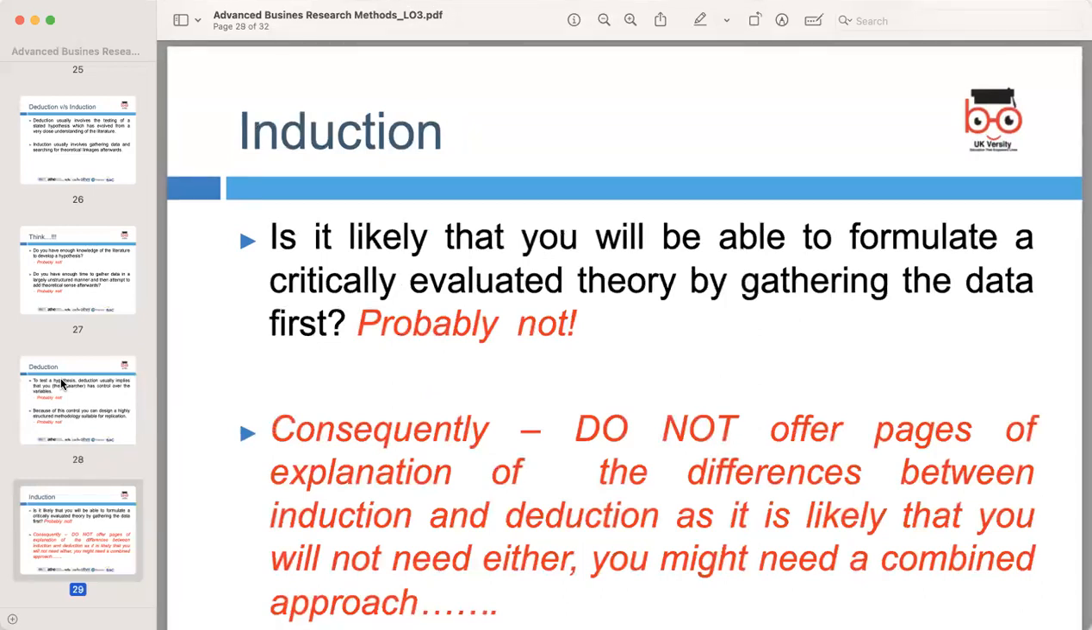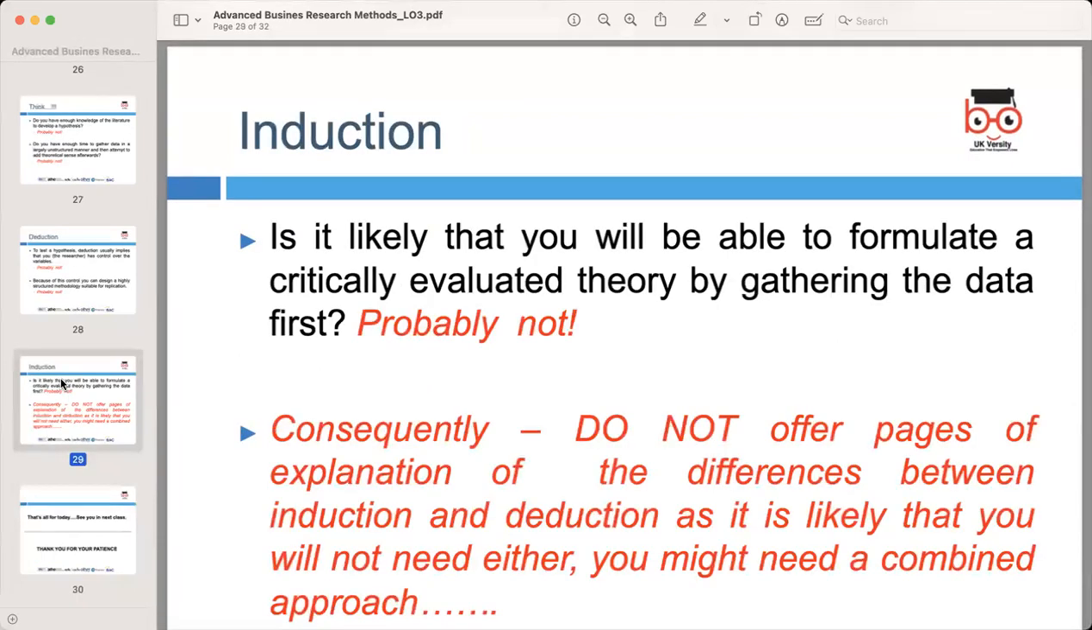Induction. It is likely that you will be able to formulate a critically evaluated theory by gathering the data. Probably not. When it comes to formulating critically evaluated theories, it is unlikely that we can rely solely on data gathering or any single approach. A combined approach that incorporates both induction and deduction, along with a critical evaluation, is more likely to yield reliable and well-supported theories.